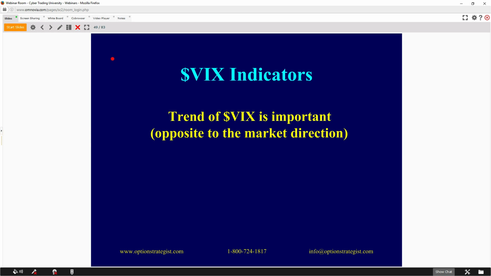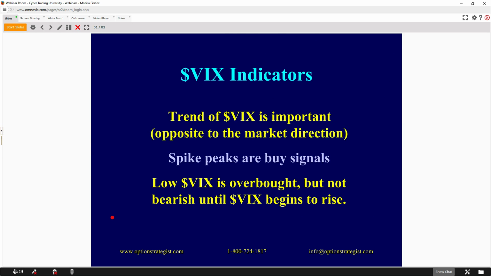So the fourth indicator we look at is volatility and the entire volatility complex. And there's a lot of moving parts to this, but basically VIX is the number one thing that people look at, even though I'm pretty sure they don't understand what they're looking at. But there's two things to really understand about VIX. First of all, the trend of VIX is very important. It should be opposite to the stock market direction. Secondly, spike peaks in VIX are buy signals. So, those are two things that we want to watch for at all times.